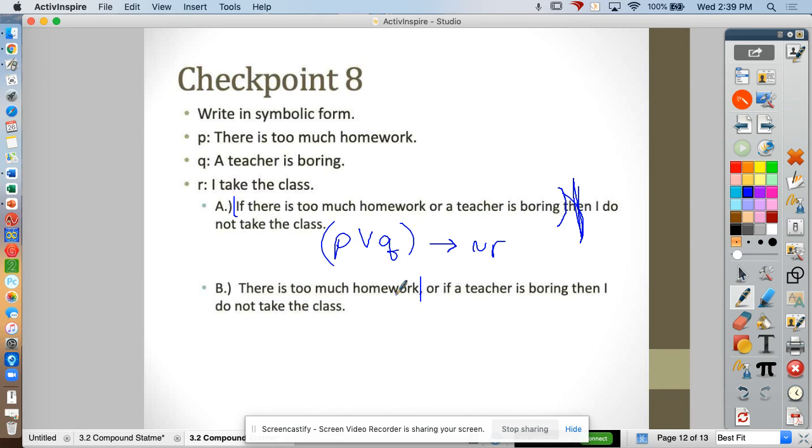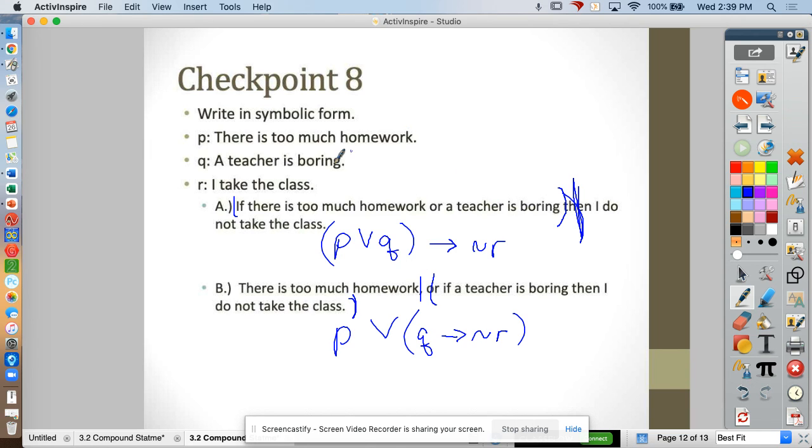All right, and then this sentence, B, already has the comma, so here's the break. There is too much homework. All right, that's just a P. Or, and then it says, if a teacher is boring, then do not take the class. So since this is the break, everything at the end of the sentence has two things, so it would go together with your parentheses. So we would get Q, arrow, negation R, in your grouping symbol.